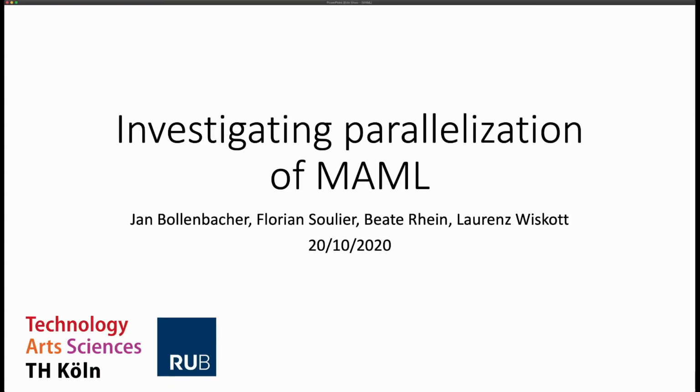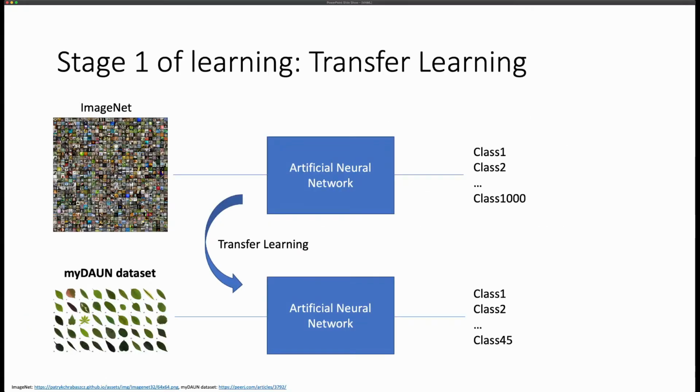When we think about learning in machine learning, we can divide the learning into three stages. The first stage is transfer learning. So we train one artificial network on a dataset, for example ImageNet, for classes 1 to 1000. Then we transfer the previously learned network and train it on a different dataset. In this example, the MyDawn dataset, for classes 1 to 45.